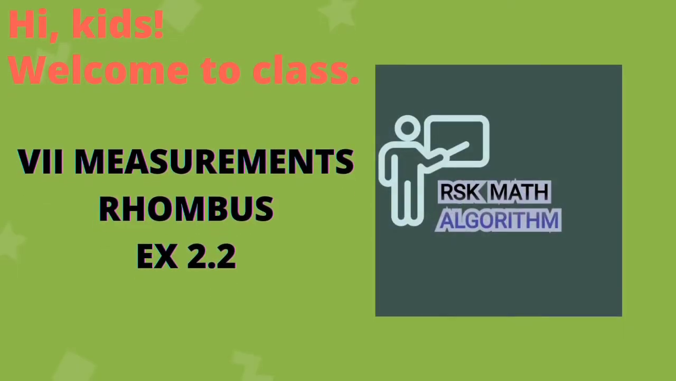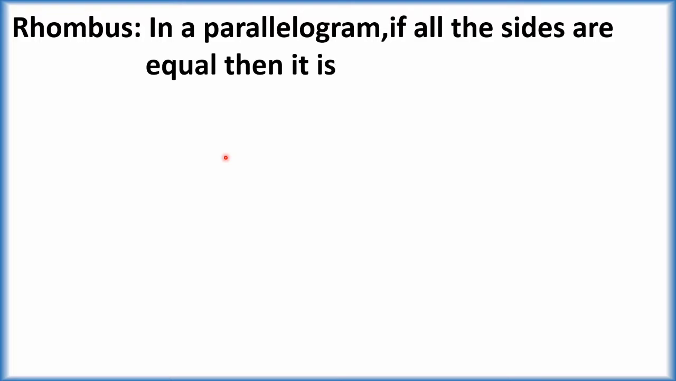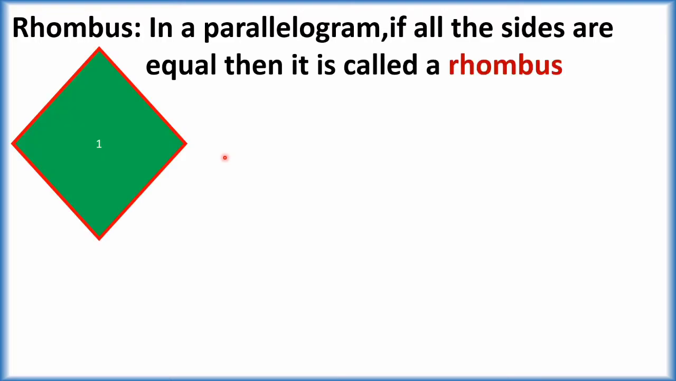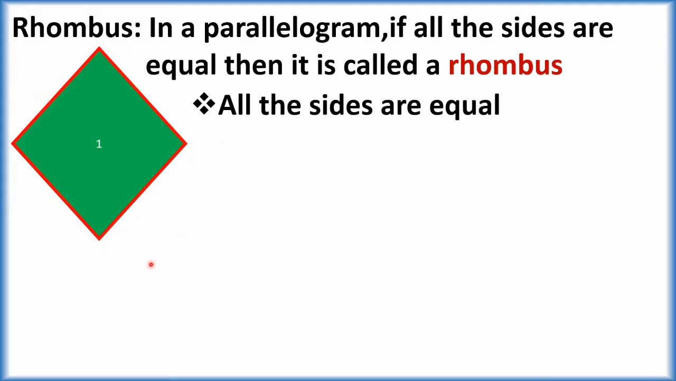Last class we saw parallelogram. In that parallelogram, if all the sides are equal, then the figure is called rhombus. In parallelogram we know opposite sides are equal and parallel. Suppose all the sides are equal, then it is called a rhombus. See this diagram, 4 sides are equal, then opposite sides are parallel.